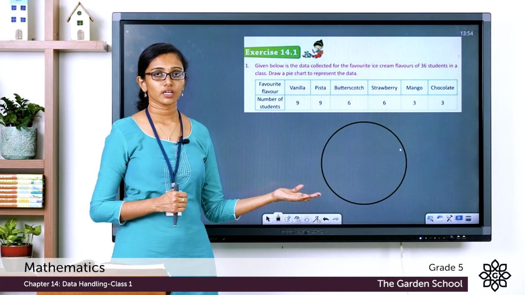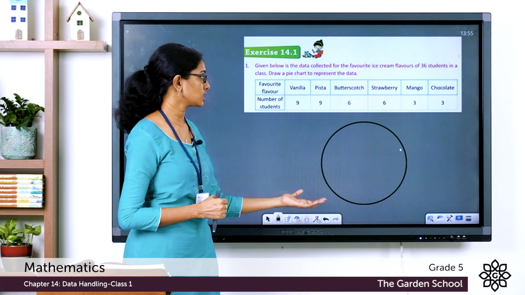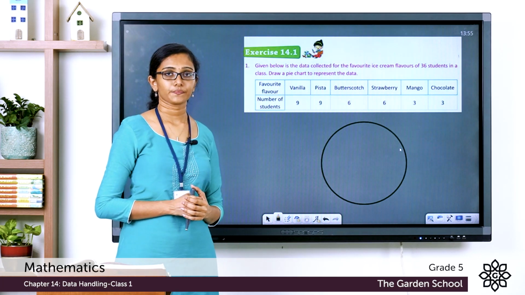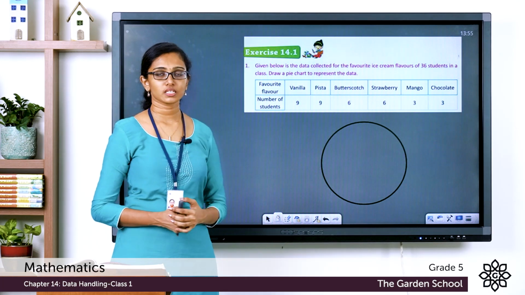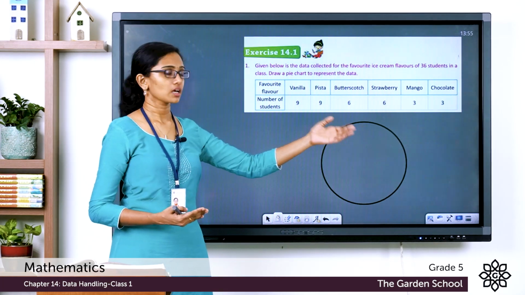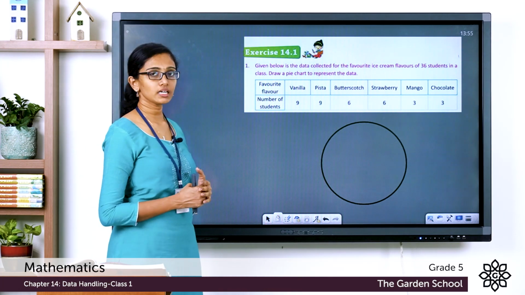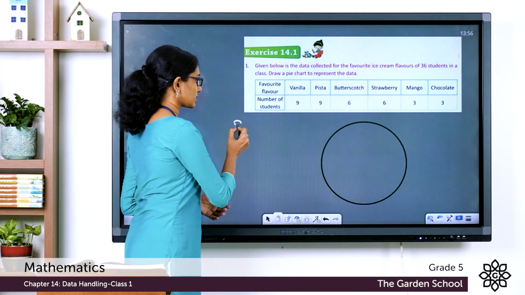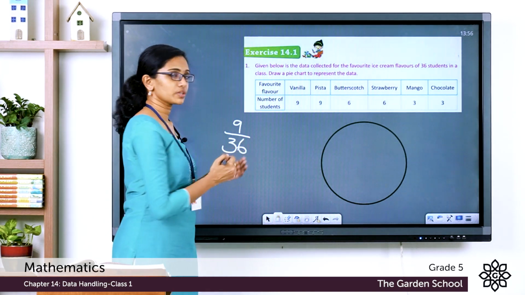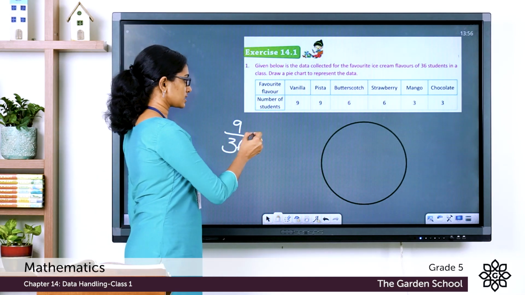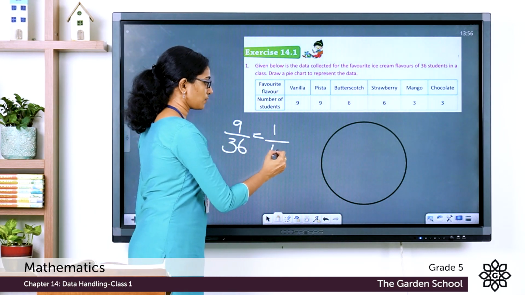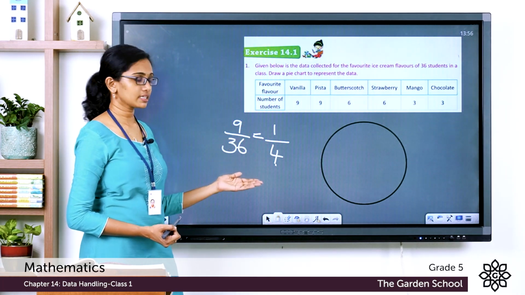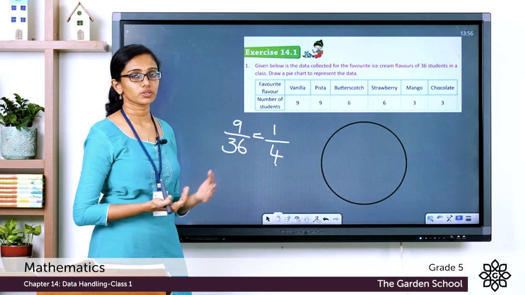Now the next step is to find out what portion of the circle should represent the number corresponding to each of the data given here. So let's have a look at the first one, vanilla. Vanilla flavor is liked by 9 out of 36 students. That is 9 by 36. When you reduce it to the lowest form, this is equal to 1 by 4. 9 divided by 9 equals 1, 36 divided by 9 equals 4. So 9 by 36 is equal to 1/4.